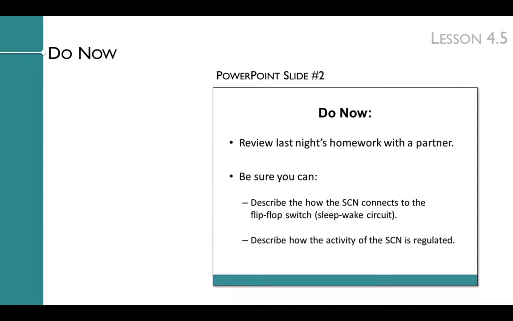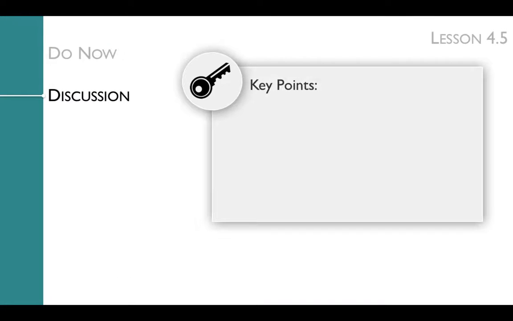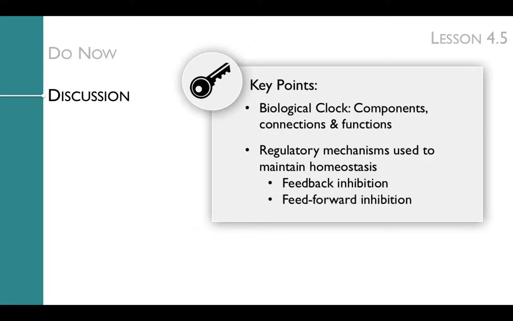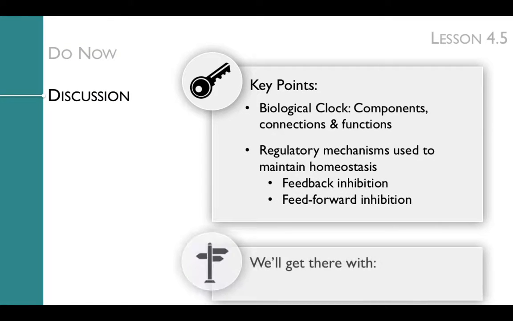In the Do Now, students review last night's homework with a partner, being sure that they can describe how the suprachiasmatic nucleus, the SCN, connects to the flip-flop switch or sleep-wake circuit, as well as describe how the activity of the SCN is regulated. The key points of the discussion are, again, the biological clock, its components, connections, and functions, as well as regulatory mechanisms used to maintain homeostasis, including feedback inhibition and feed-forward inhibition. We'll get to these key points with a Socratic discussion.